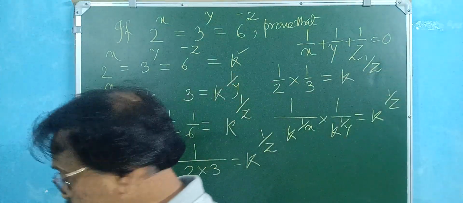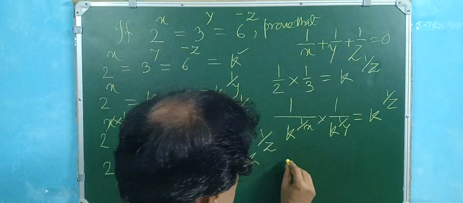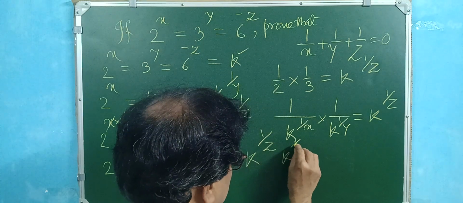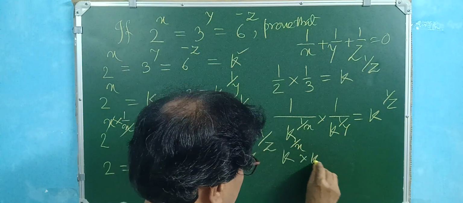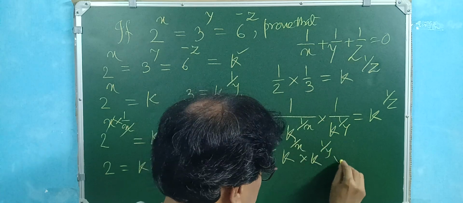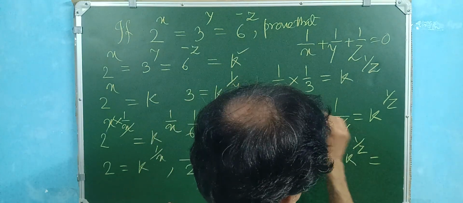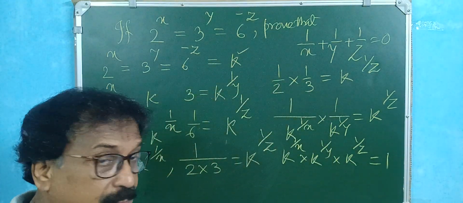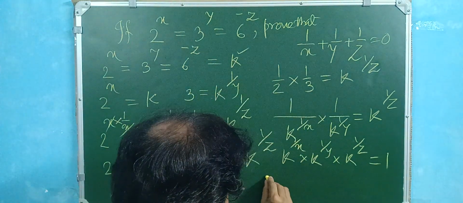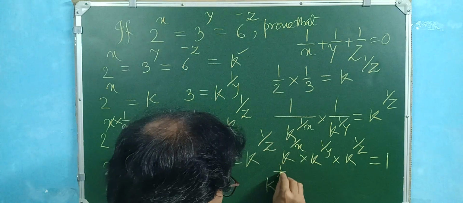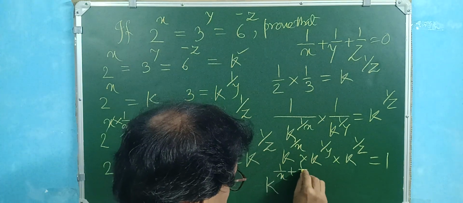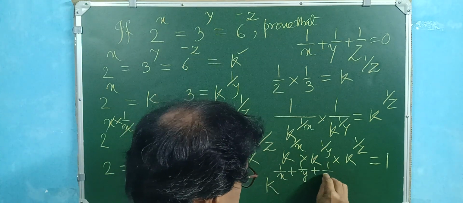Clear? Now, if you just multiply this, so k to the power 1 by x into k to the power 1 by y into this k to the power 1 by z, that is equal to 1. So these bases are the same, so k to the power 1 by x plus 1 by y plus 1 by z.